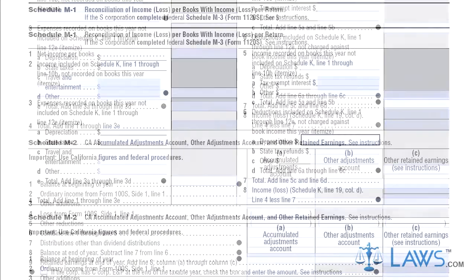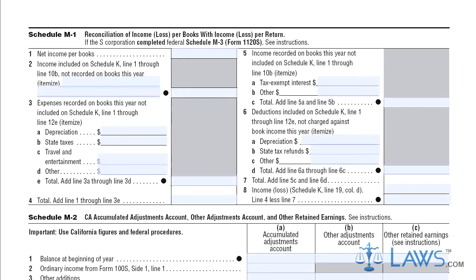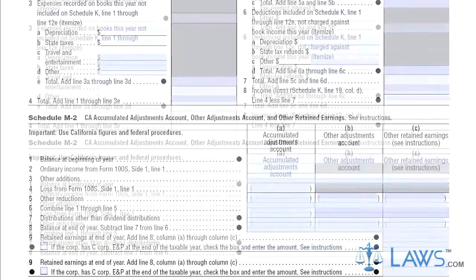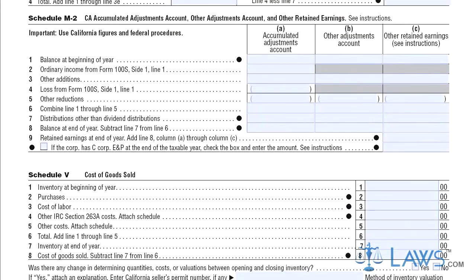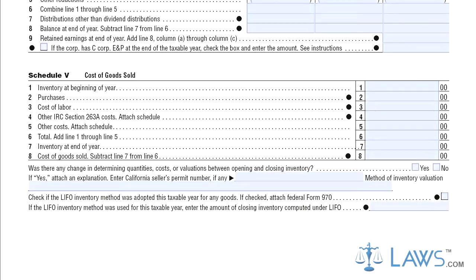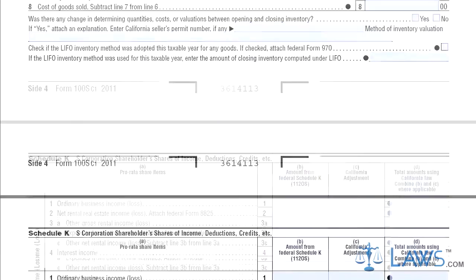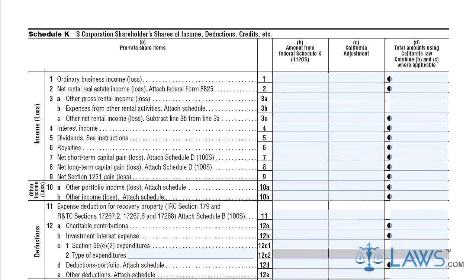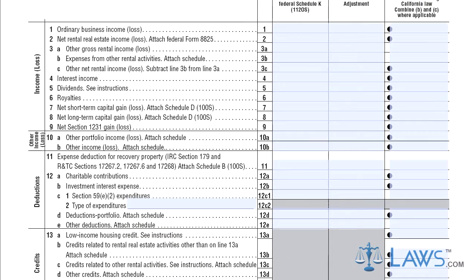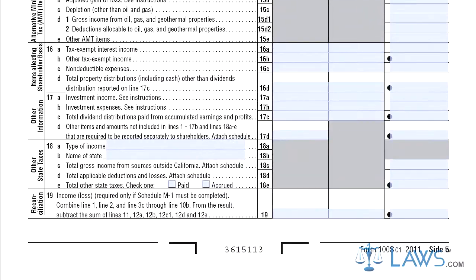Step 10. Schedule L requires you to detail your assets, liabilities, and shareholders' equity. Step 11. Schedule M1 is only for corporations which filed a Schedule M3. Schedule M2 is for corporations with a state accumulated adjustments account. Document the cost of goods sold in Schedule V and shareholder information in Schedule K.